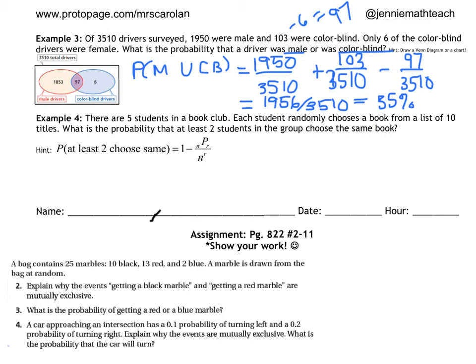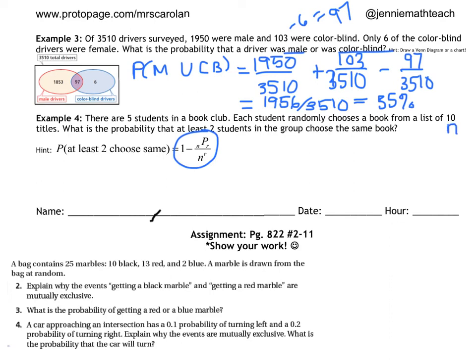This last problem, we're trying to figure out the probability that at least 2 students in a book club choose the same book. There's 5 people and there's a list of 10 titles. So I'm going to give you this formula to use because the homework problem will be similar. You just need to fix it on your note sheet. I accidentally typed the 1 on top of that fraction bar when I typed it. So fix your formula so it looks like this.